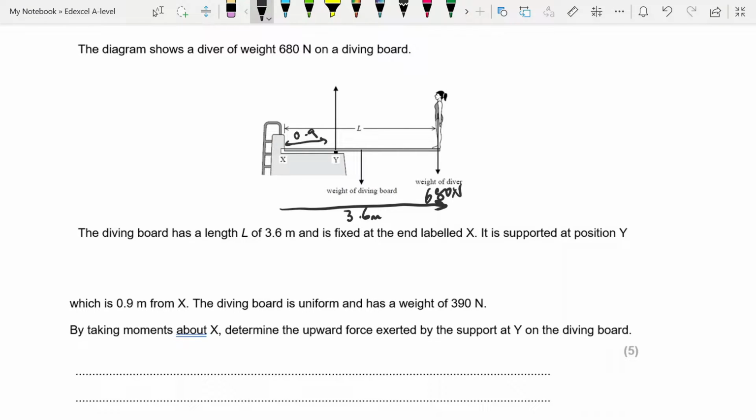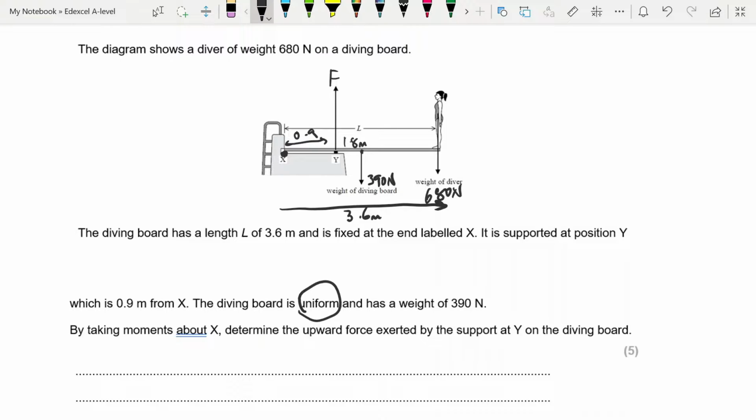The diving board is uniform, so this tells us then that the weight of the diving board will occur halfway along the length. So we know that this force here is happening at 1.8 meters from x and has a weight of 390 newtons. So we've got that information there as well. By taking moments about x, that tells you x is our pivot. So we're measuring everything from there. What is the upward force exerted by y?